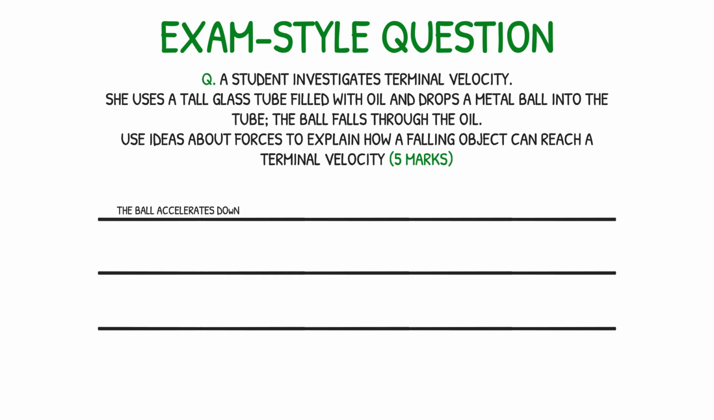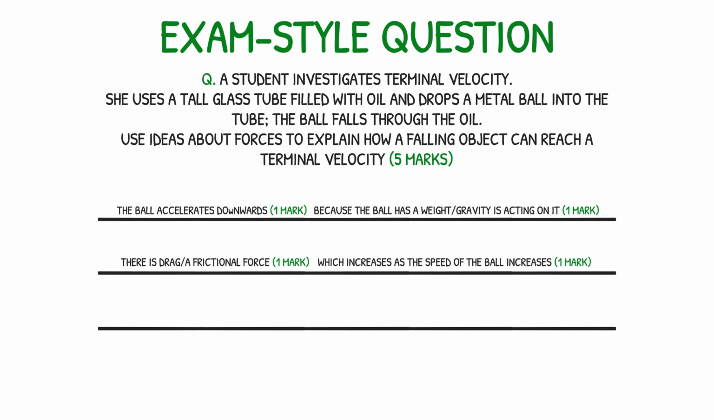Initially, the ball is going to accelerate downwards in the oil because of its weight, or you could have said the gravity acting on it. Naturally, drag is going to start acting on the ball, and the amount of drag will increase as the ball picks up speed. Eventually, the ball reaches a stage where its weight and the drag acting on it are equal. There is now a zero resultant force acting on the ball, and it has therefore reached its terminal velocity, where it will continue to move through the oil at a constant speed.